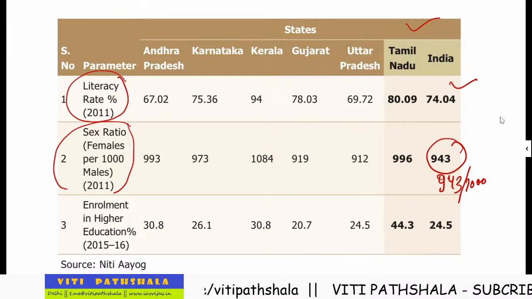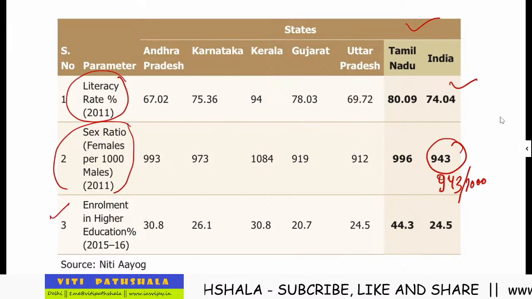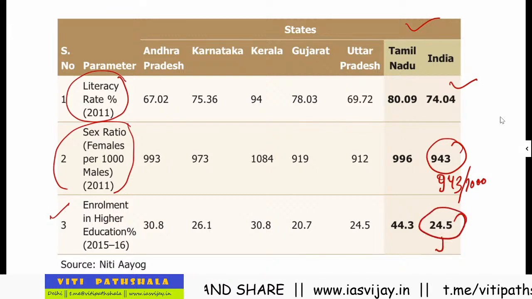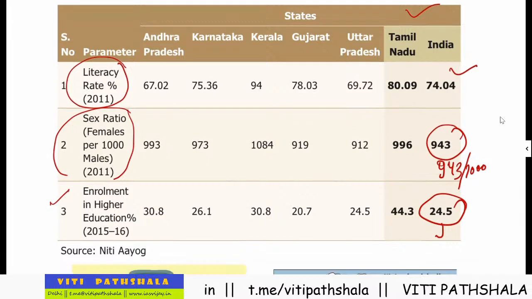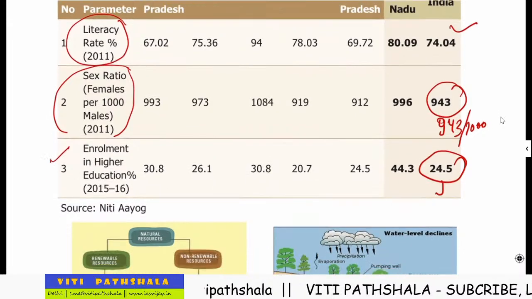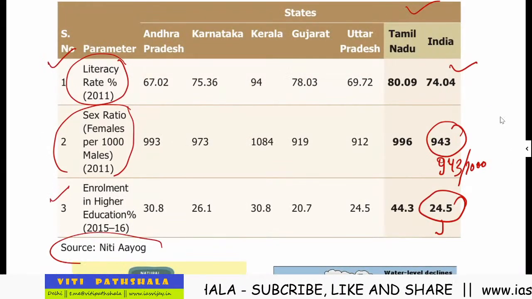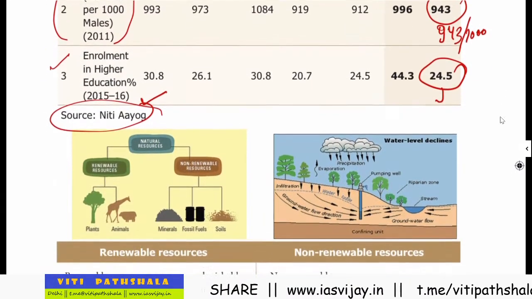Now, enrollment in higher education, you will find that the data shows that overall in India, the people in higher education are only 24.5% only. Now, Niti Aayog is the source from which we have taken this data. So these are the accurate data. You can quote these in the exam.